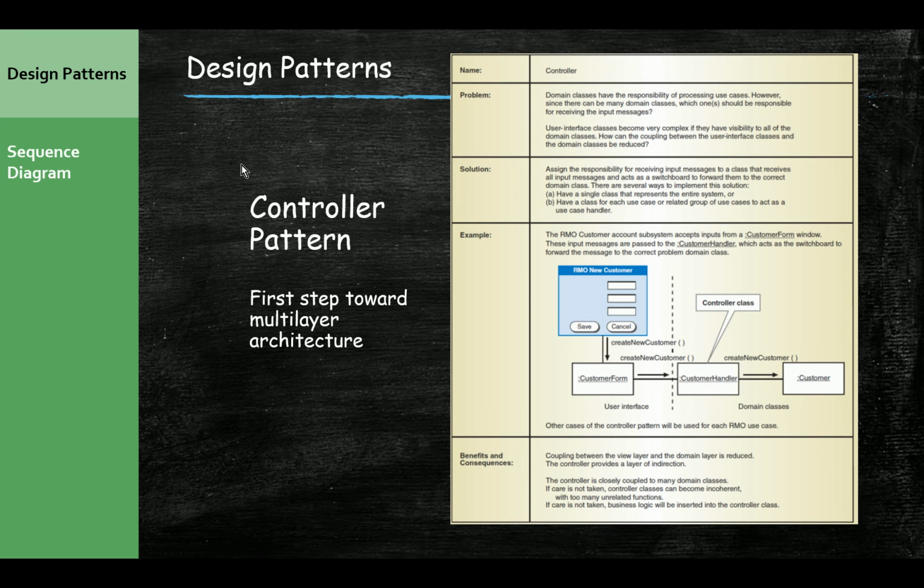And in your textbook, they have an example of the controller pattern. It describes the problem, describes the solution, and there in the middle you see a nice example of it. So there's our customer form, which is on the user interface side. And then we have a handler, which handles the customer form and creates that customer object or uses that customer object. So that customer handler is a controller class. That handles all the communication between the user interface and the class that represents the problem domain.